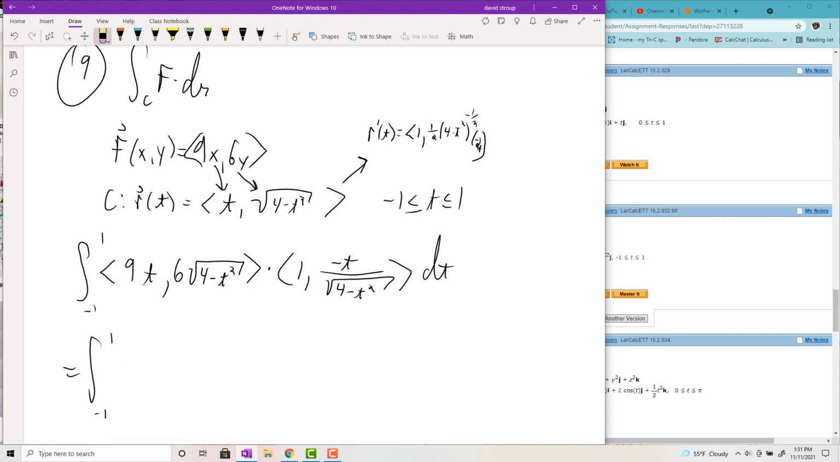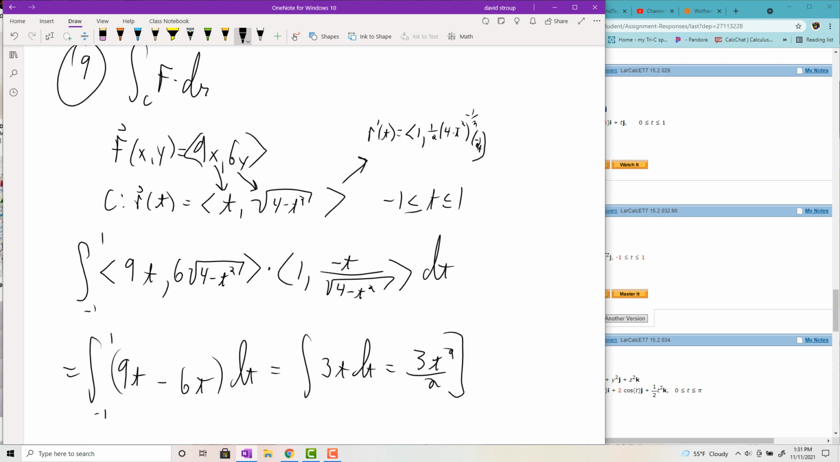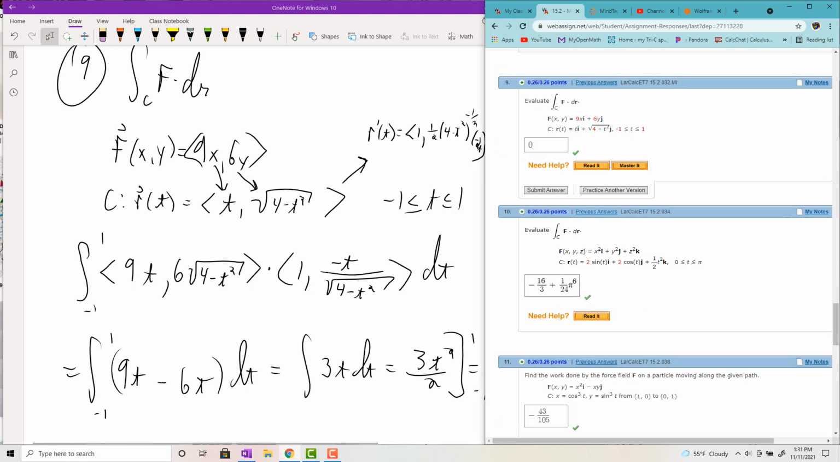So right, I have 9t minus 6t, because the 4 minus t squared square root cancels. So that's pretty easy. Integral 3t dt. That will end up being 3t squared over 2 from -1 to 1. And of course that would be 3 halves minus 3 halves, which is 0. Okay, a lot of 0 answers floating about.